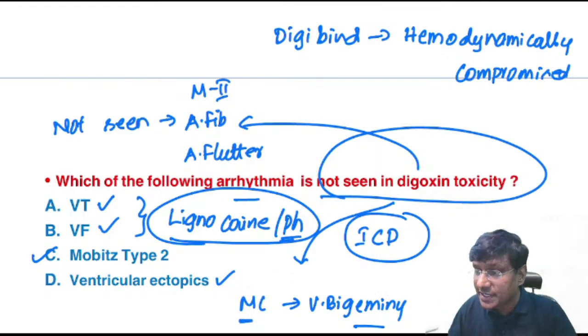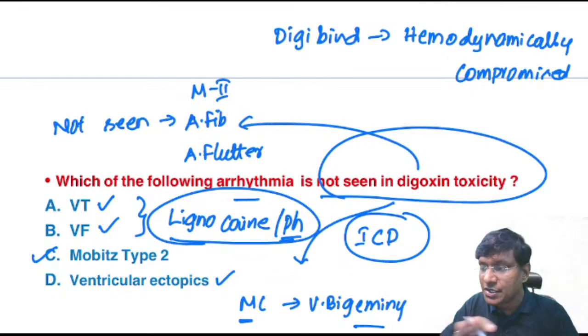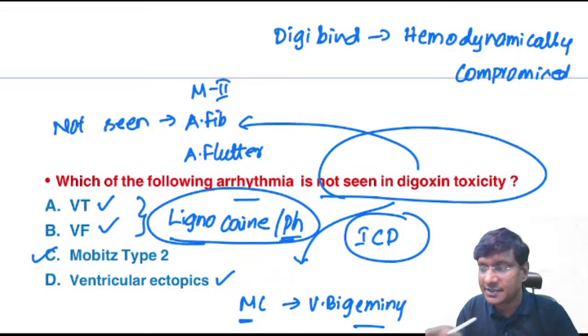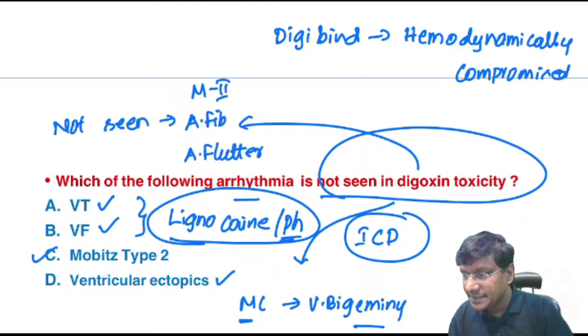Whereas lignocaine, if the individual is hemodynamically compromised with ventricular arrhythmias, we don't give lignocaine. There it is DC cardioversion that will be the treatment of choice. Okay, so for hemodynamically stable ventricular arrhythmia, you give lignocaine. Hemodynamically compromised, then we give your digibind. Yes, Harsh Ketan, is this clear for you?